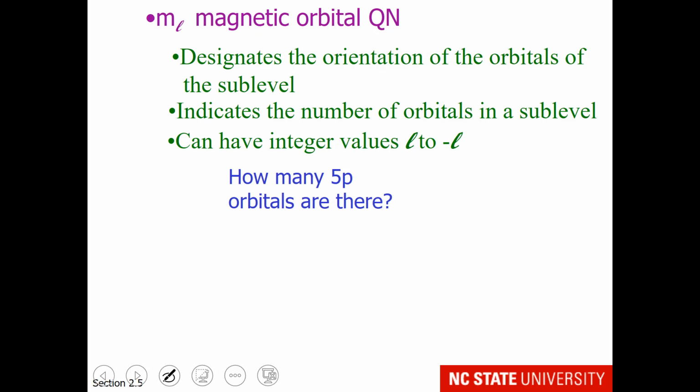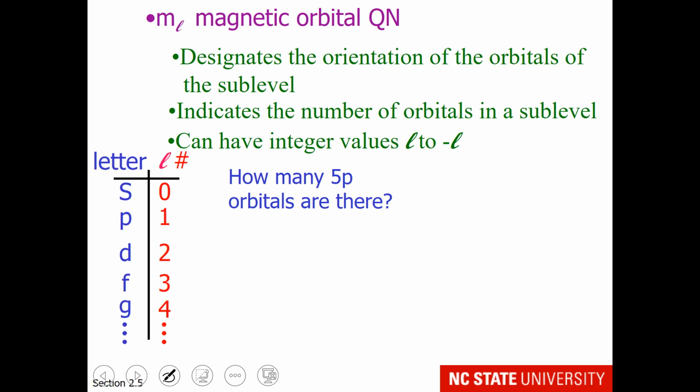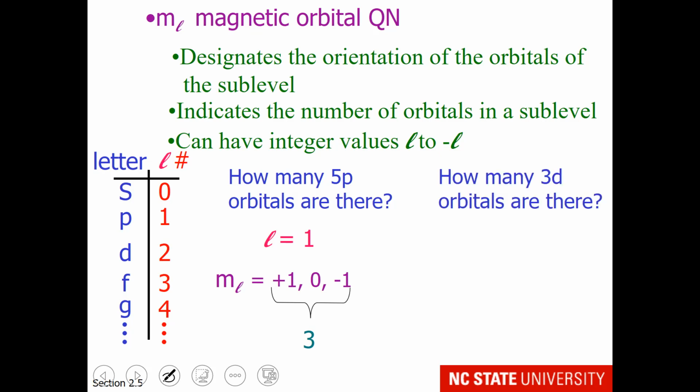So if you're asked how many 5p orbitals are there, well, first remember that p numerically corresponds to 1. Therefore, M sub L can have values +1, 0, or -1. You see 3 values, so there are 3 5p orbitals. If you're asked how many 3d orbitals are there, remember that L corresponds numerically to 2. So the range of numbers from +2 to -2 gives you 5 orbitals in that group.